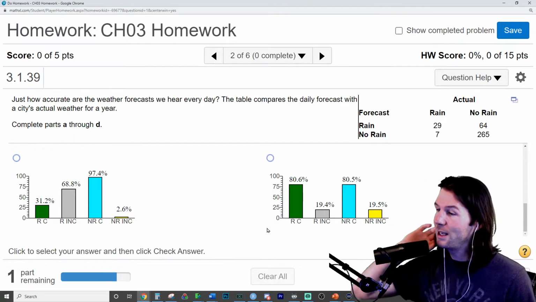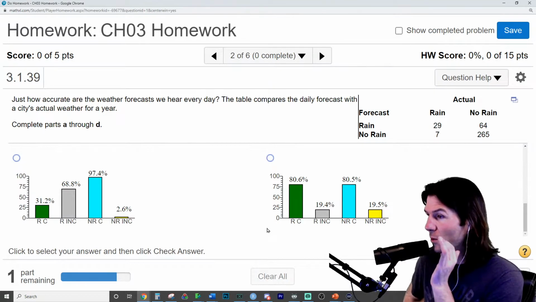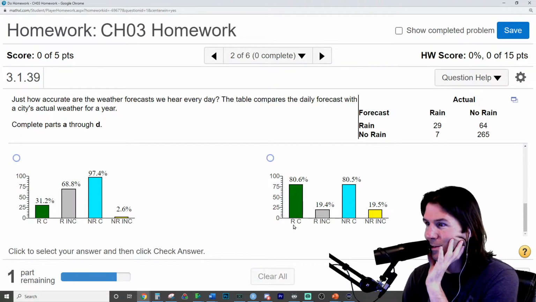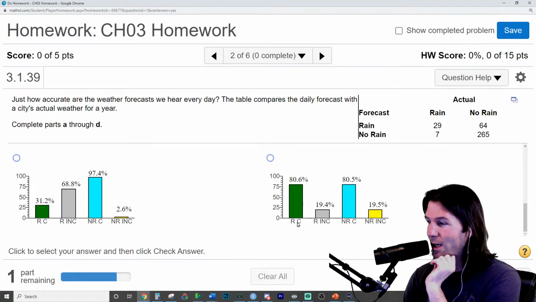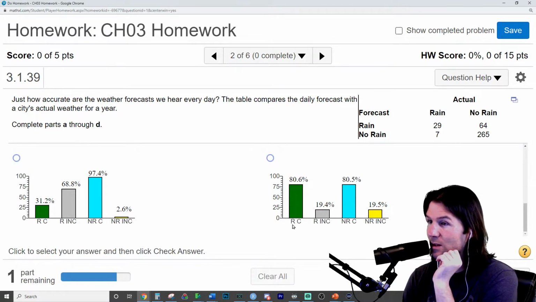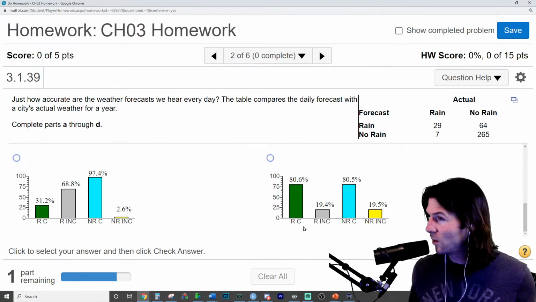Sydney, of the days it rained, what percent of the time was the forecast correct? On only the days it rained. Show me the mathematics in the chat and then we'll solve it. That's what this means: for the days it rained, conditional on it raining, what percent of the time was the forecast correct?